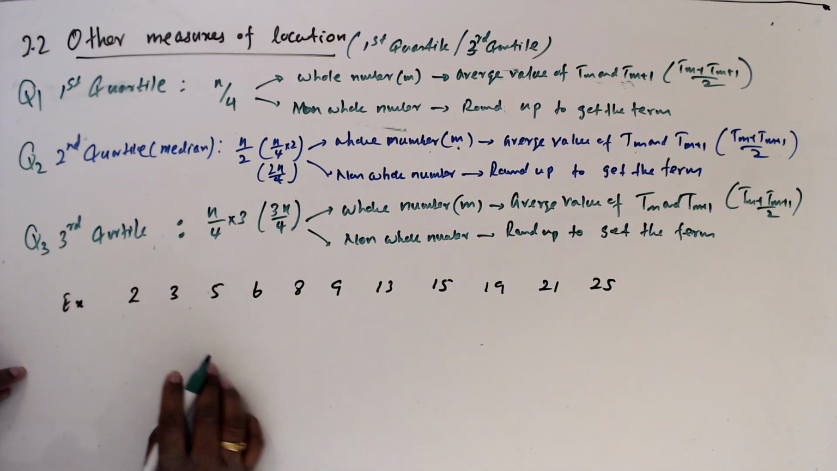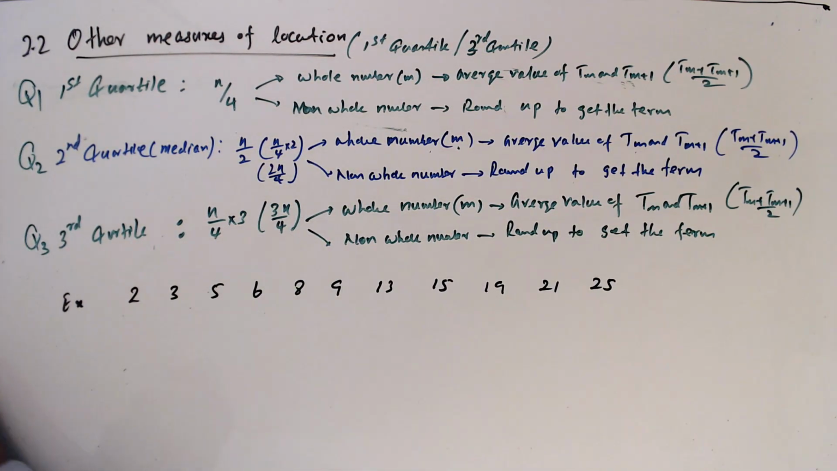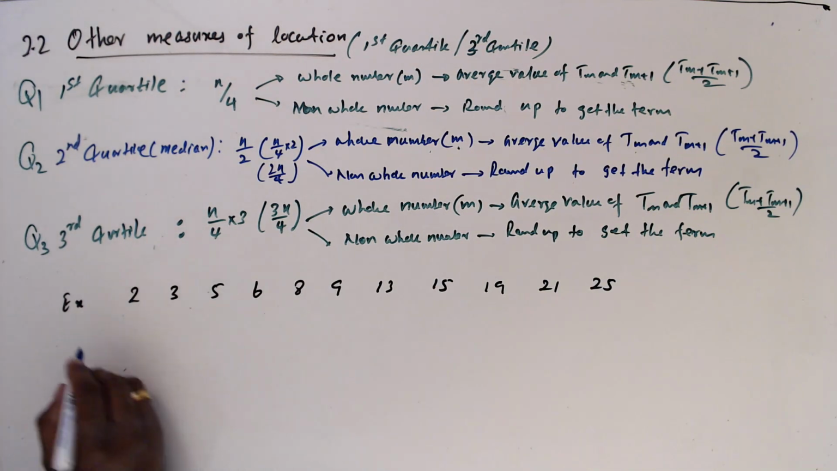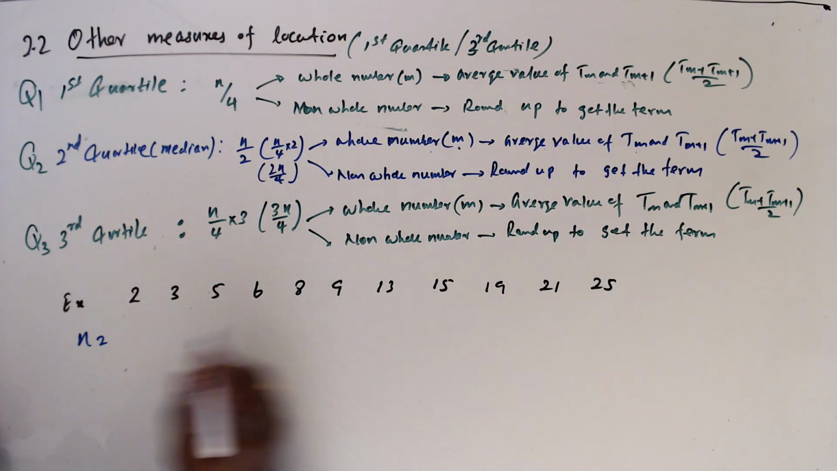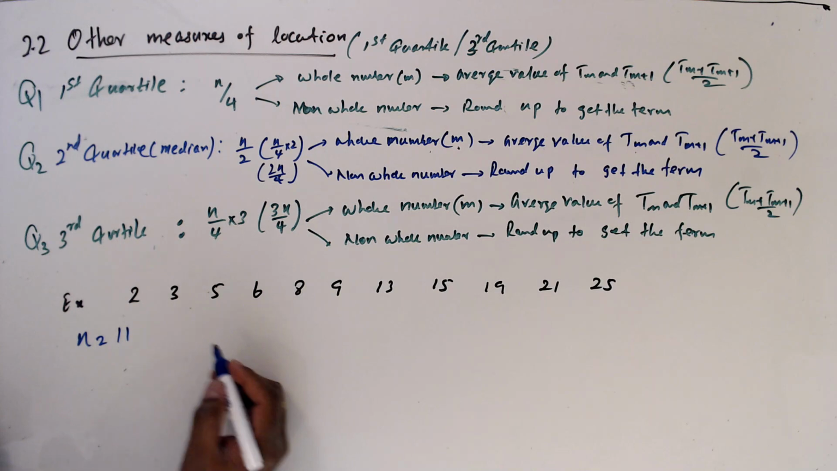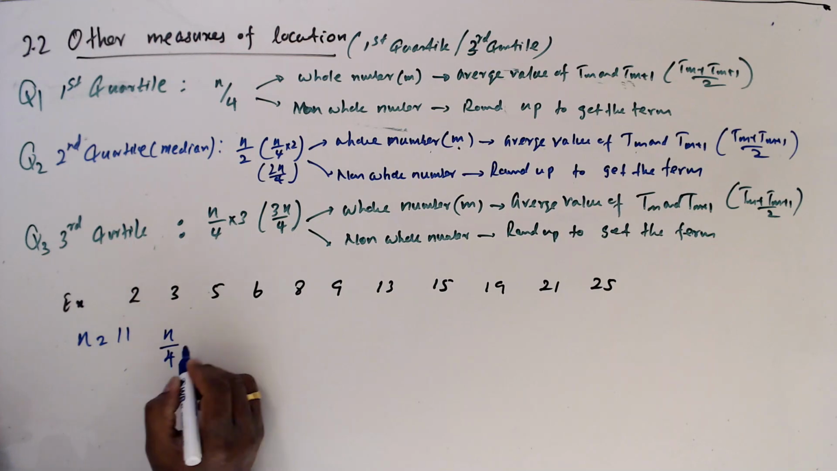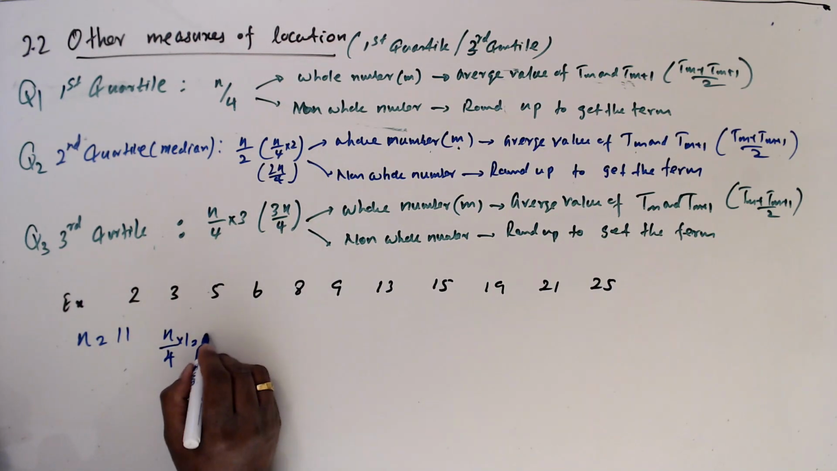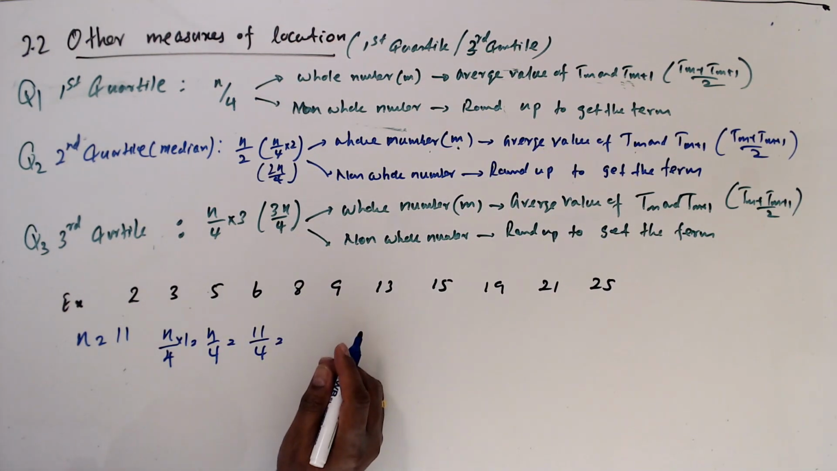Now, what is the n value here? n is 1, 2, 3, 4, 5, 6, 7, 8, 9, 10, 11. There are 11 values. We'll find the first quartile first. So n divided by 4 times 1, that is n divided by 4. So 11 divided by 4.